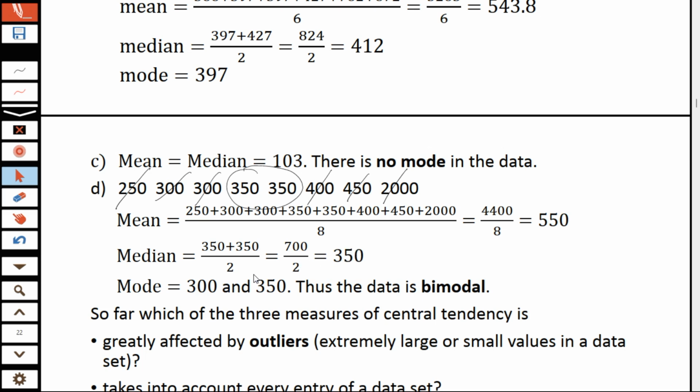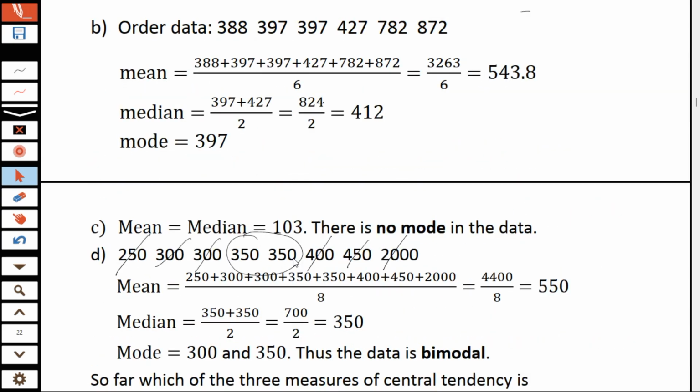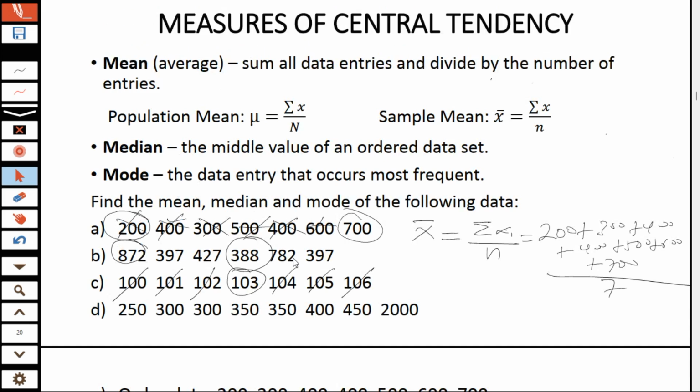What about the mode? The mode is just the most occurring number. So here you see 300 is repeating itself twice. 350 is repeating itself twice. So here the mode is going to be 300 and 350. So this is how one can find the mode, the mean, and the median for a raw data set.